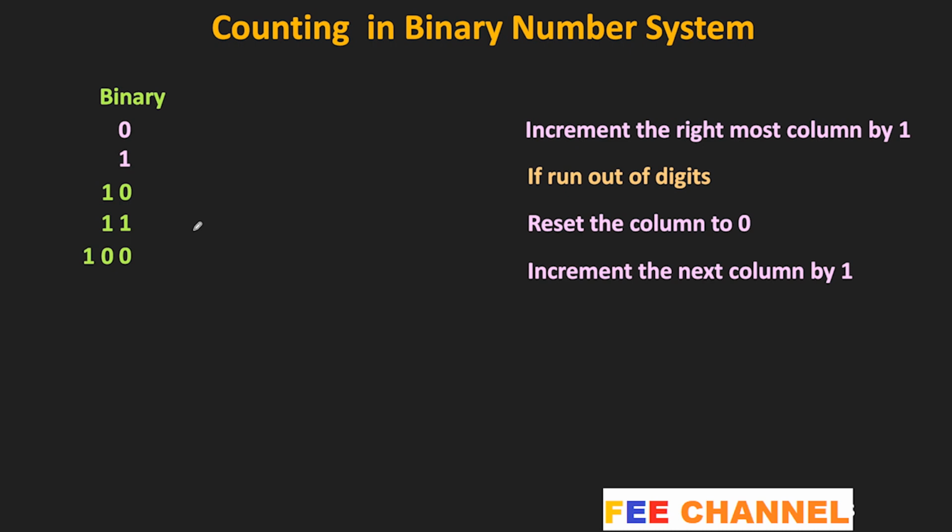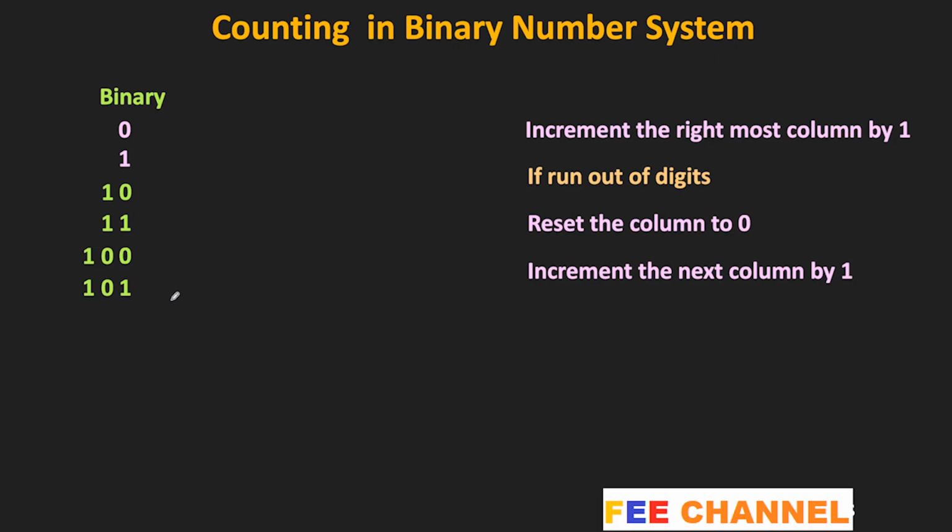But if you see the next column, then it has also run out of the digits. So, we will also reset it to 0, and we will increment the next column. And therefore in the binary number system, the next number is 100.